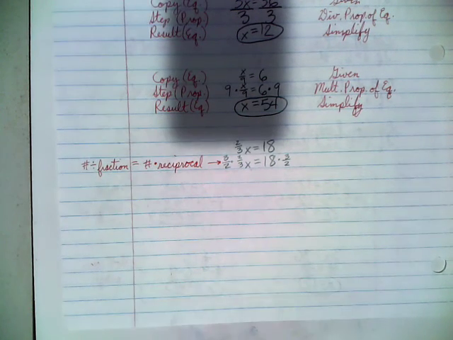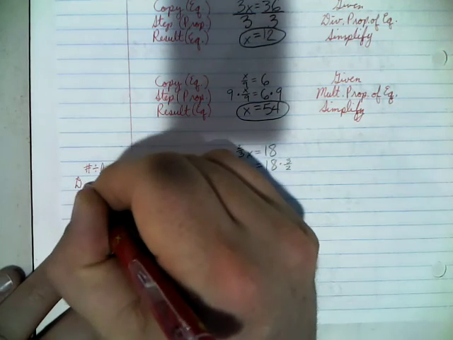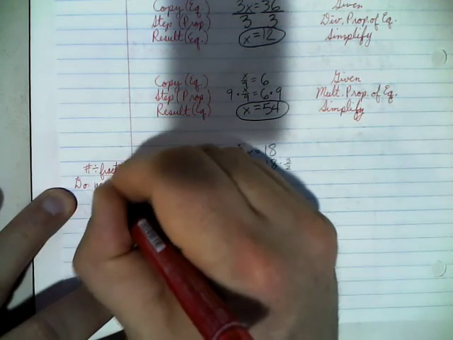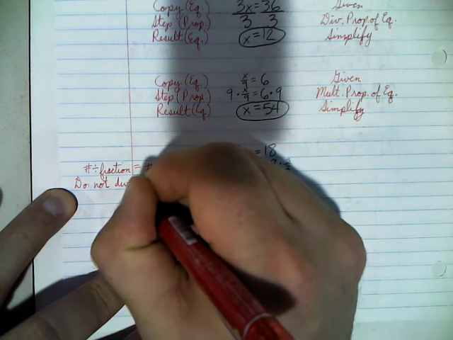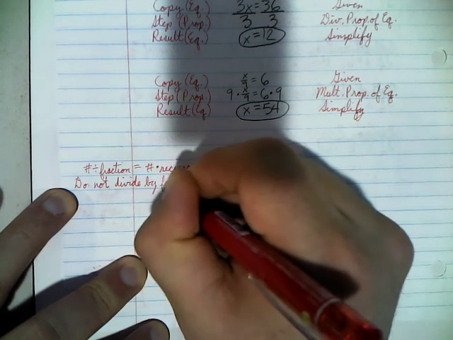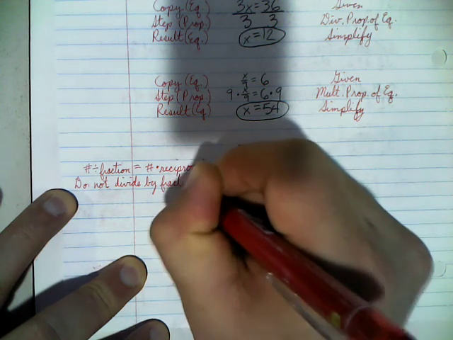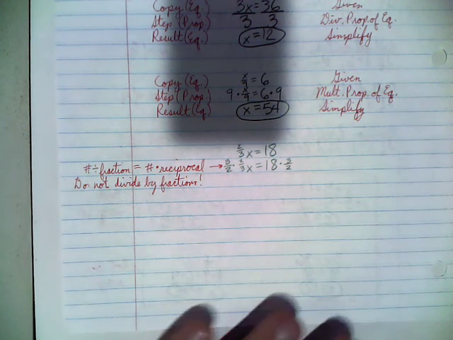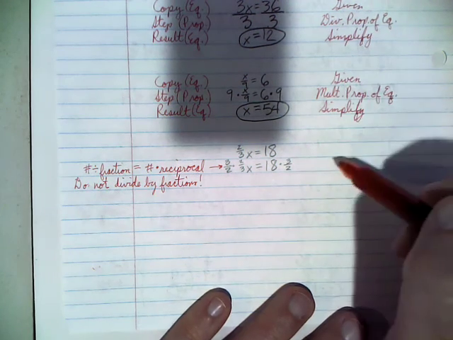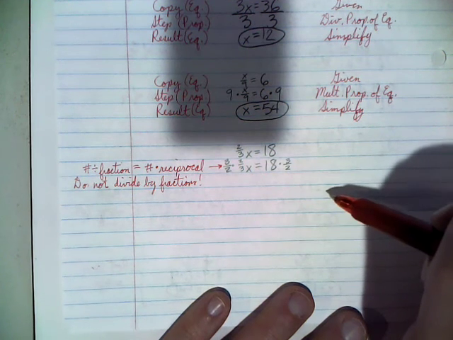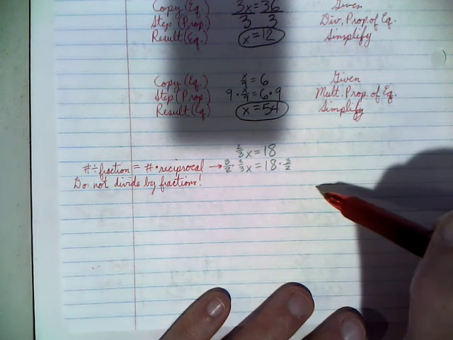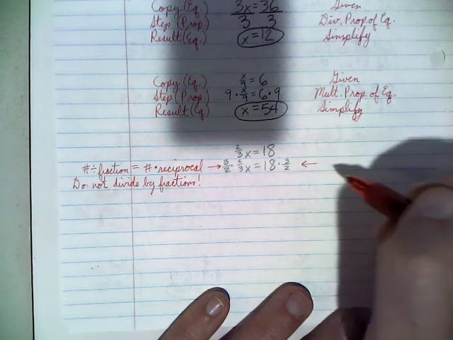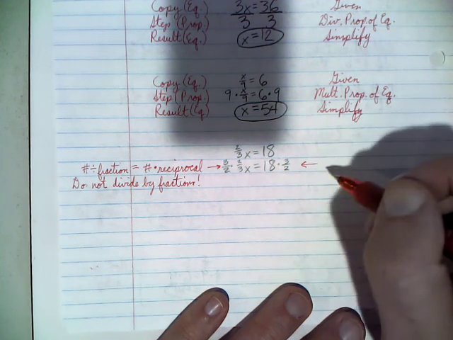So do not divide by fractions. So over here to solve this, if we were to justify our steps, this then would be a multiplication property of equality.